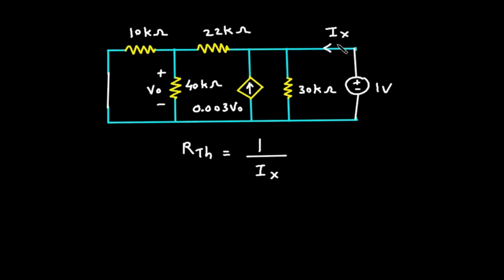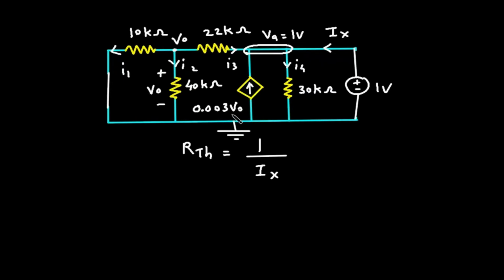Now we have to find this Ix to get the value of RTH. Let's say this is node VO and this will be node of 1 voltage. So let's say this is VA is equal to 1 volt. Let's say this is a reference node. Let's say this is current I1, this is current I2, and this is current I3.